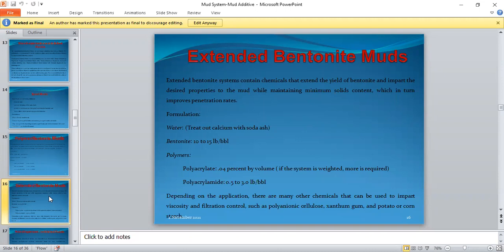Water. The water, you treat out calcium with soda ash. The same thing we've said before. If your water has calcium, you treat it with soda ash. You can also add caustic soda to give you the required pH. You had your bentonite, 10 to 15 pounds per barrel. You don't need too much clay because you're drilling through clay. Some of your formation will be clay, so you don't need much. You just need it to give you viscosity, to be able to carry your cuttings. Then you have other polymers.